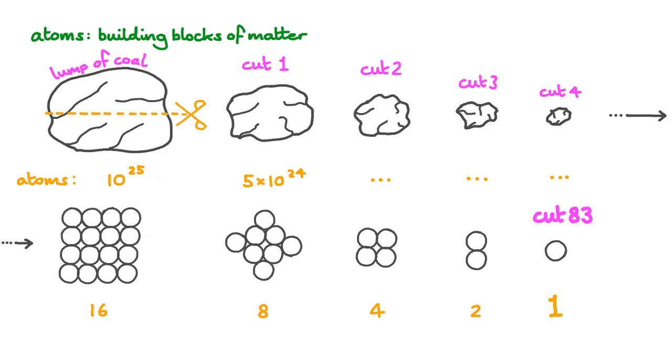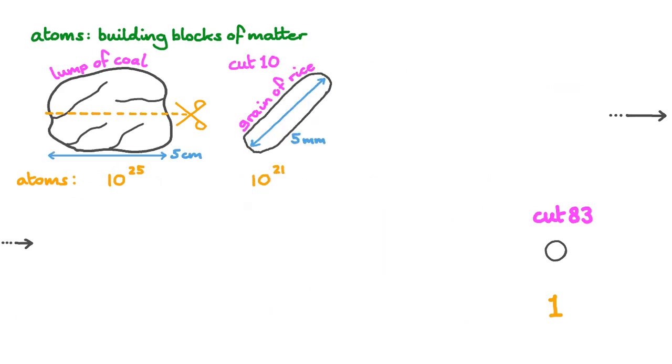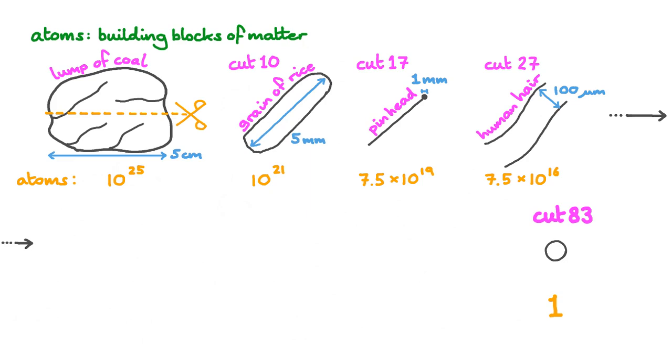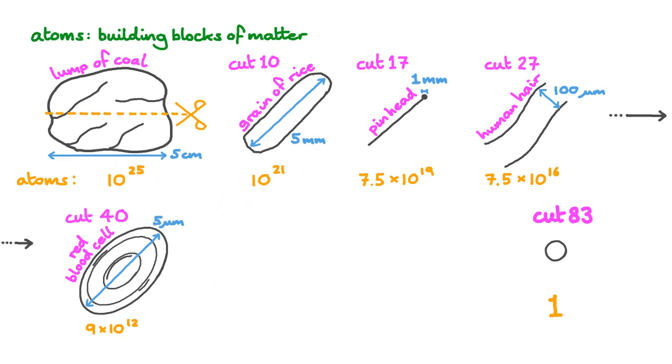The answer is about 83 times. That's a lot of steps, so let's back up a little and look at what we would see along the way. At only 10 cuts, we're at the scale of a grain of rice, but that's still a lot of atoms. At 17 cuts, each piece of coal is the size of a pinhead. 10 more cuts, and each grain is the width of a human hair. As we go smaller and smaller, approaching halfway, we're on the scale of a single red blood cell.